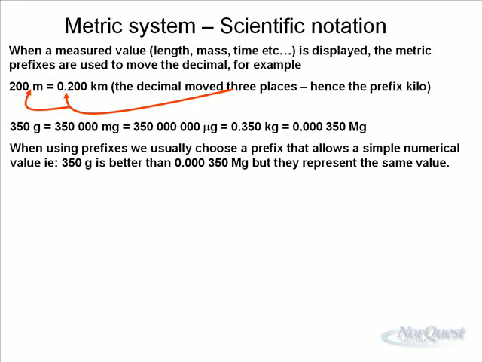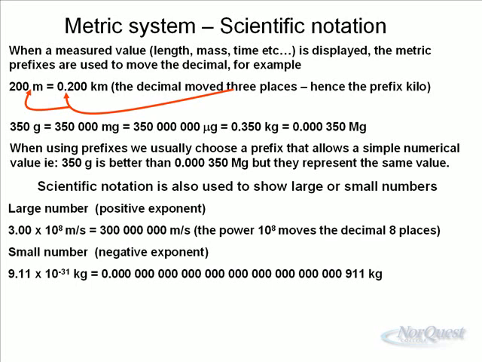When using prefixes, we usually choose a prefix that allows a simple numerical value. All right, so you see the two examples there. 350 grams is better than 0.000350 megagrams. They're the same value, but one is much easier to understand.